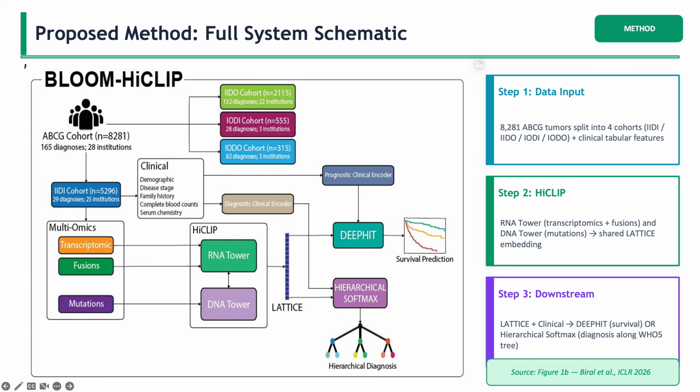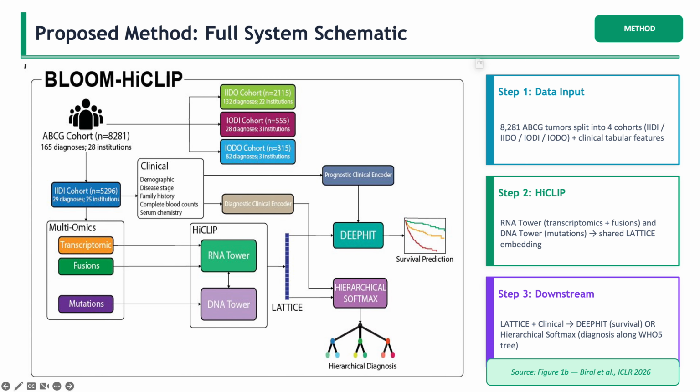entirely for evaluation. Going down the left, you can see the input data broken into two streams: multi-omics and clinical data, like demographics, disease stage, family history, blood counts, and serum chemistry. The multi-omic data feeds into HiCLIP in the center, the RNA tower on the top, the DNA tower below. Both towers output their respective embeddings, and those get aligned into the latent space, that shared embedding space shown in the blue square in the middle.